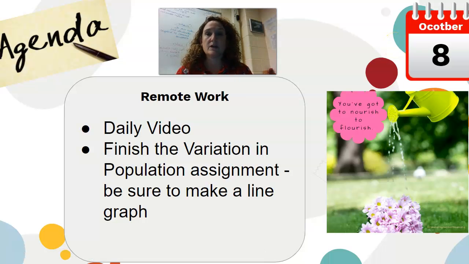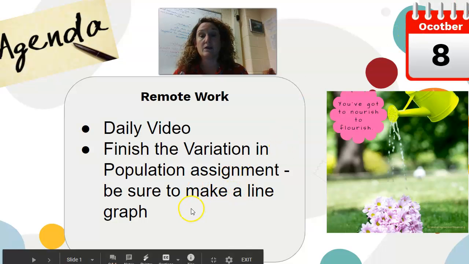What you guys are going to work on today is finishing up that variation and population assignment that I explained to you yesterday when we met. And I did tell you when we started that it was going to be a 2-day assignment. We've got a note here on the agenda to remind you to make sure that you make a line graph.